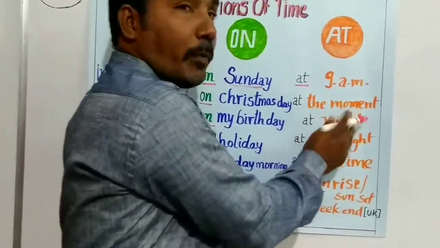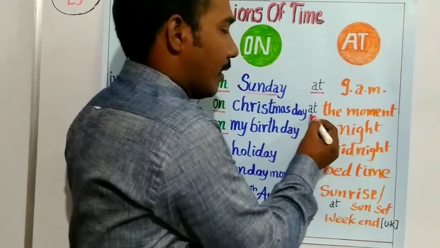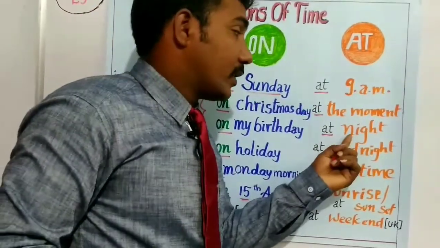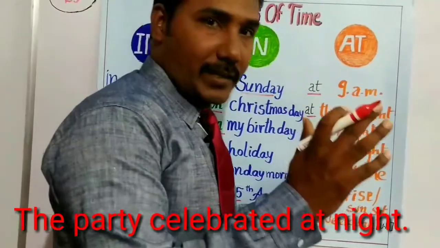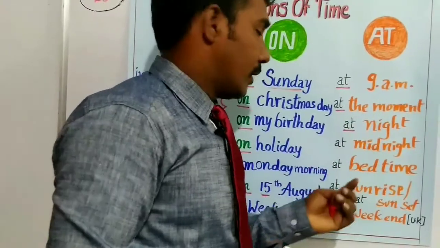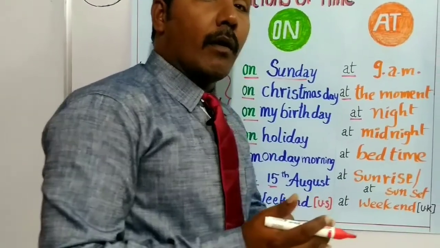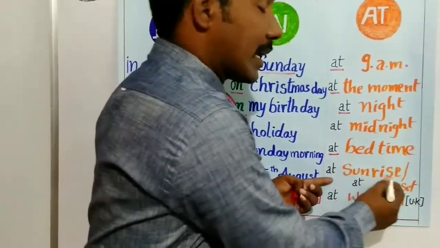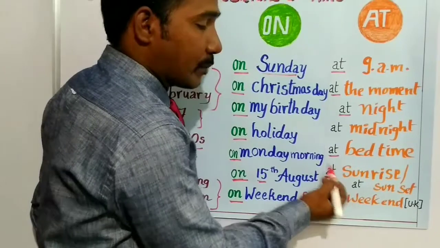And next, at the moment. I am surprised at the moment. Of course, here night. So don't confuse, friends. Here don't use in night or on night. Okay, here at night. The party was celebrated at night. And at bedtime, of course, children would like to listen to stories at bedtime. Okay, so at, of course, sunrise. Whenever we use sunrise or sunset, before that we can use the preposition at.